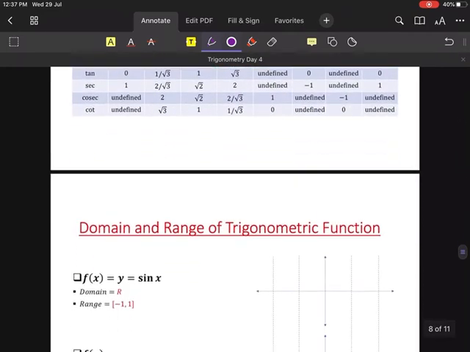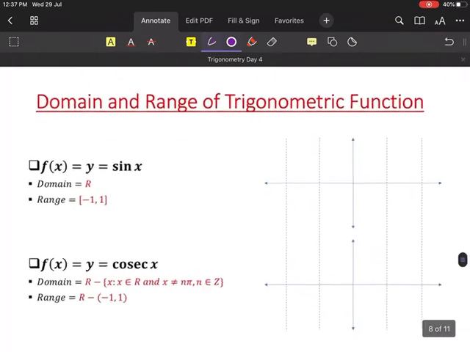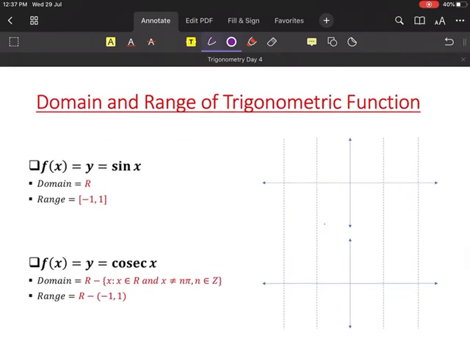Okay, now we move on to, I think this one is finished. Now we move on to domain and range. Domain and range of trigonometric functions. I hope everybody is well aware about domain and range. Okay, right? So what was domain?